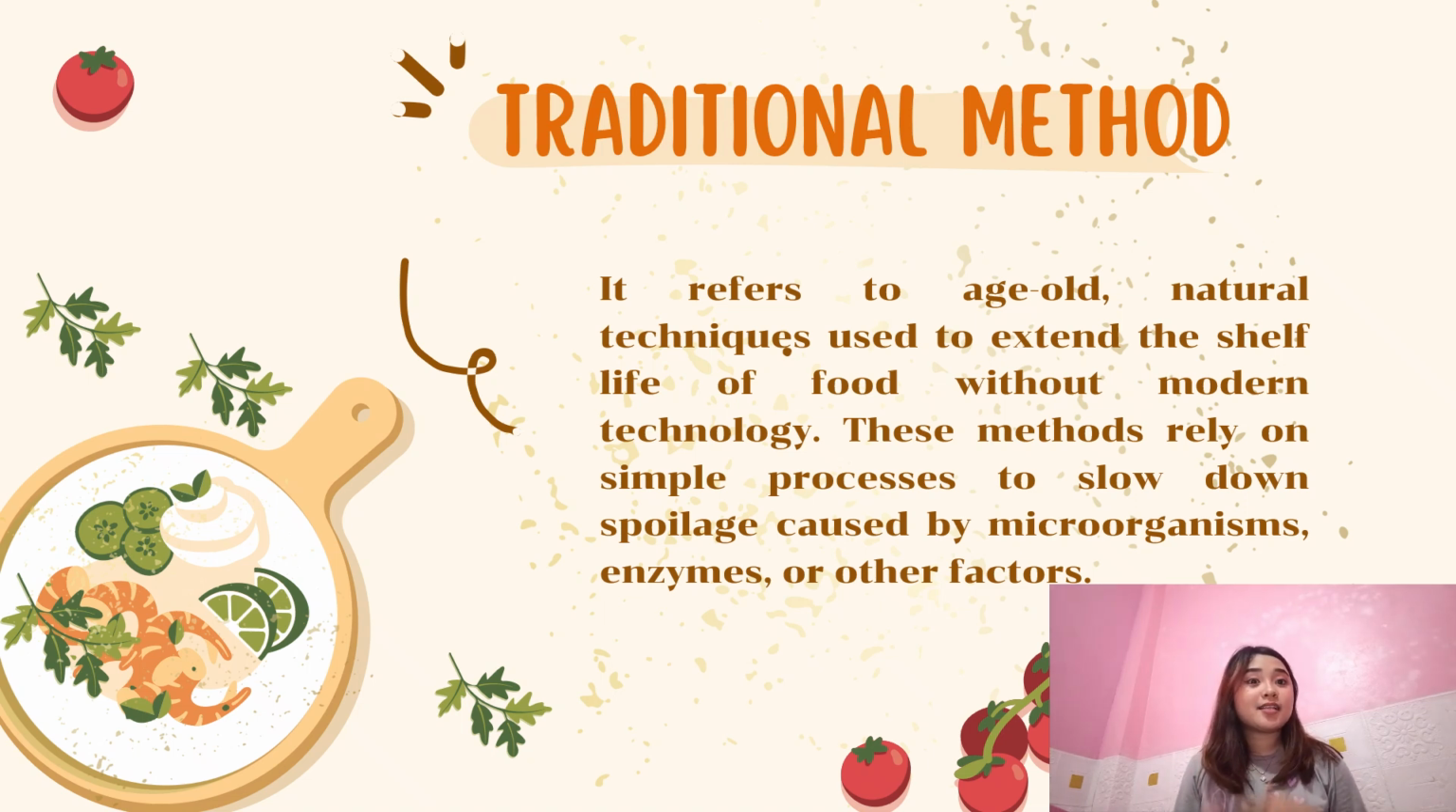Should I say our ancestors. This traditional method is a kind of process to slow down the spoilage. In the traditional method, they use vinegar or salt. Right? For example, the fish. In the traditional method, to prevent spoilage of the fish, our ancestors used salt, right? To prevent the spoilage and to be used the next day or another day.